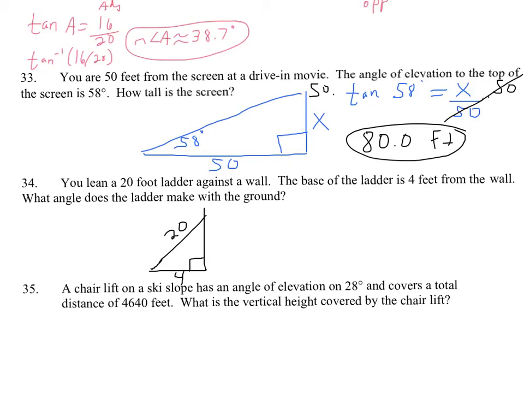Most walls are at 90 degrees. So we want to know, what angle does the ladder make with the ground? We want to know, what is this angle? You can give that a letter if you want. You can call it angle x.